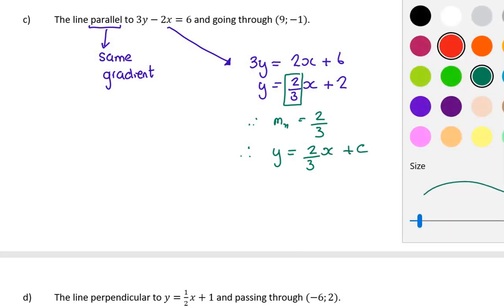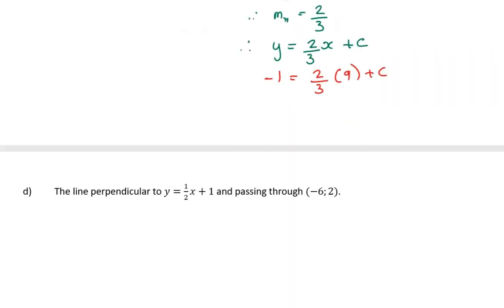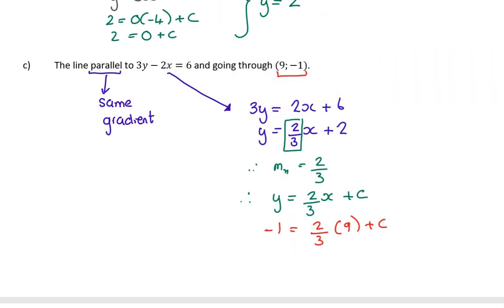So this is just revising parallel lines. They did give me a point, so y is -1 when x is 9. Oh, sorry, let me scroll back up. I would use my calculator. So 2/3 of 9 is 6 plus c, and I get c is -7.